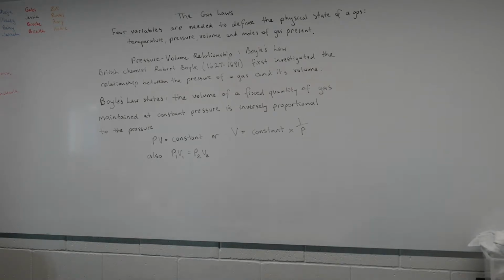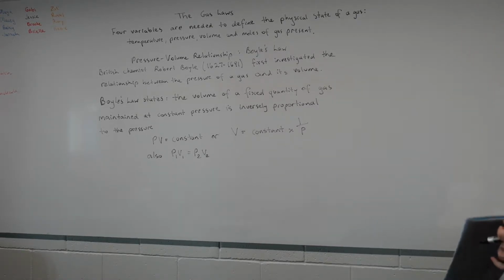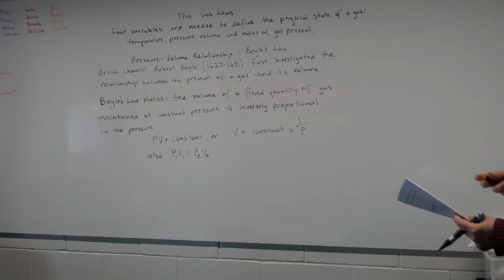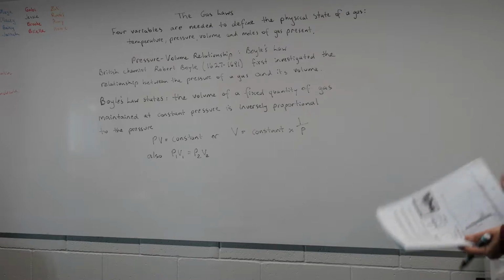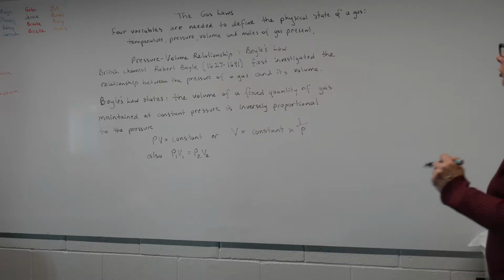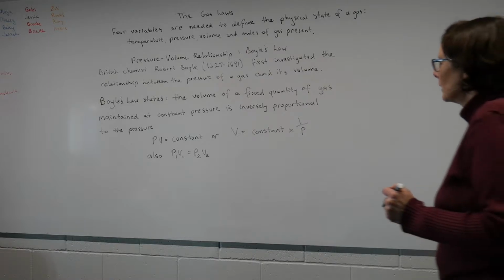Okay, so we're now going to think about Boyle's law, but in general terms, there are 4 variables that are needed to define the physical state of a gas. We need to know the temperature, pressure, volume, and the moles of gas present. Our first law is the pressure-volume relationship for gases.